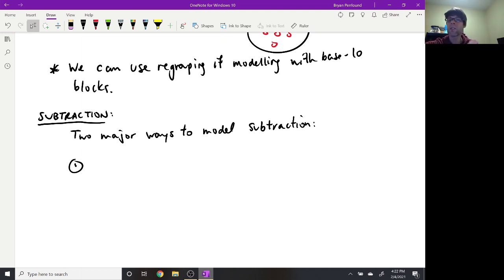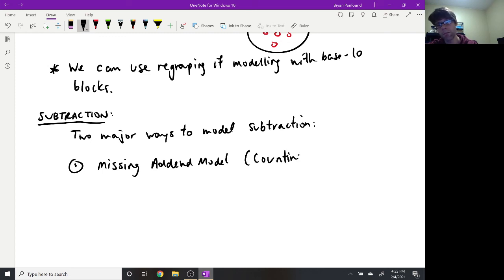But it is helpful for some of these smaller cases because addition's a little bit more intuitive than subtraction. So this is called the missing addend model. And sometimes I've also seen it referred to as counting up.